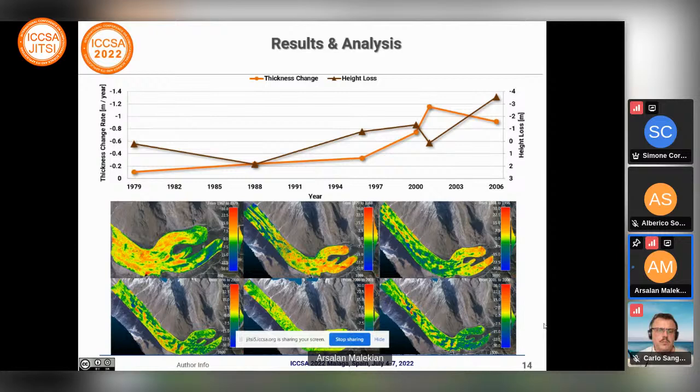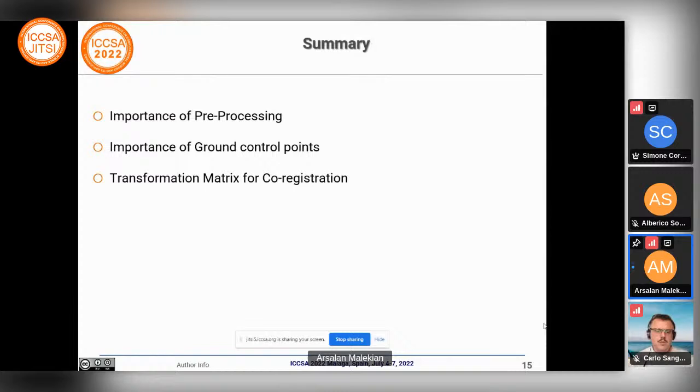In conclusion, we can say that pre-processing is a crucial element when dealing with archival photos. Ground control points should be chosen accurately as they play an important role in 3D reconstruction accuracy. And applying the transformation matrix obtained from co-registration of a stable zone leads to more accurate aligning of cloud pairs to have a more accurate comparison.